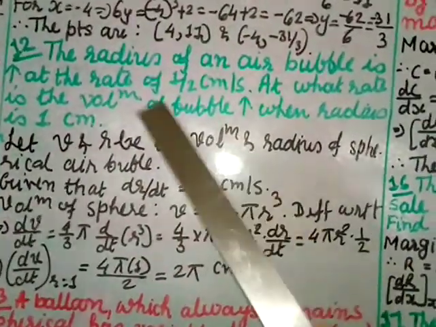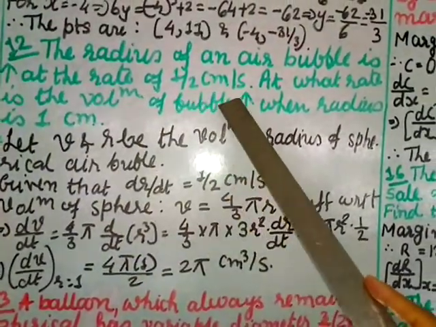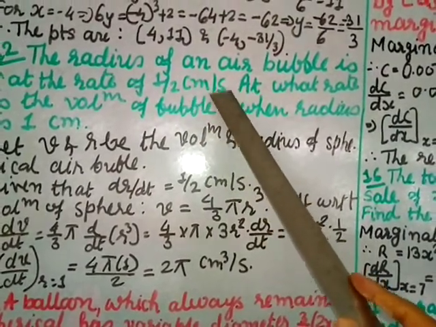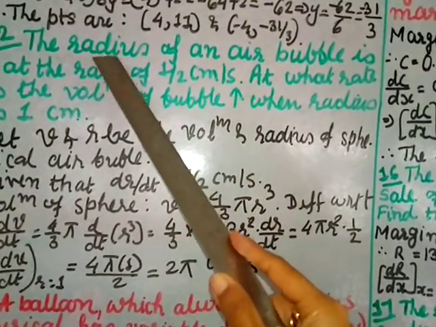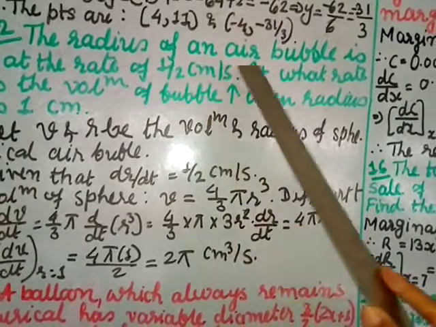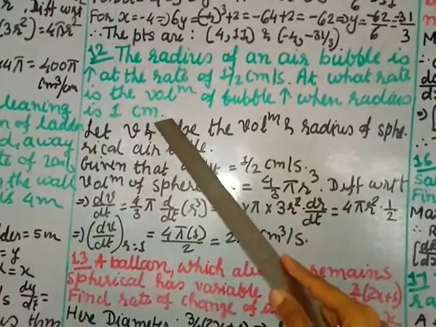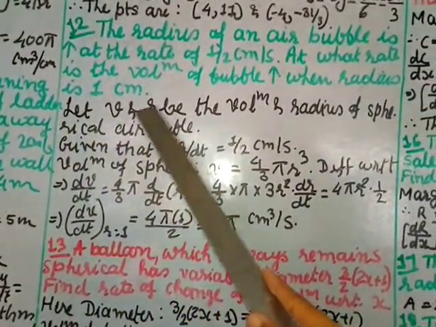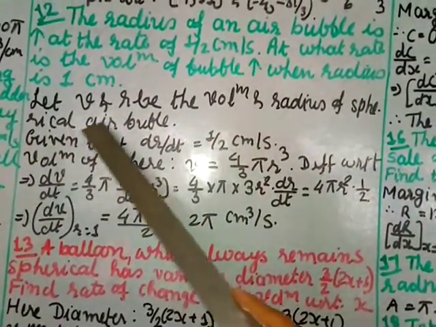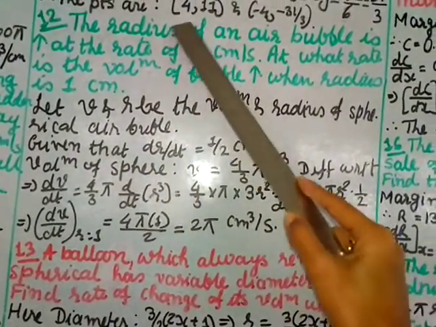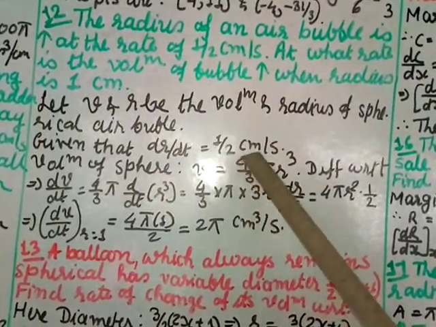Question number 12. The radius of an air bubble is increasing at the rate of 1 by 2 centimeter per second. Radius is changing 1 by 2 centimeter per second. That means centimeter per second means dr/dt is given. Okay, that is 1 by 2. At what rate is the volume of the bubble increasing when radius is 1 centimeter? So I need volume, so I'll assume let V and r, volume I require and radius, so both I am assuming. Let V and r be the volume and radius of the spherical air bubble. We are given, as I already said, 1 by 2 centimeter per second, that is dr/dt is given.